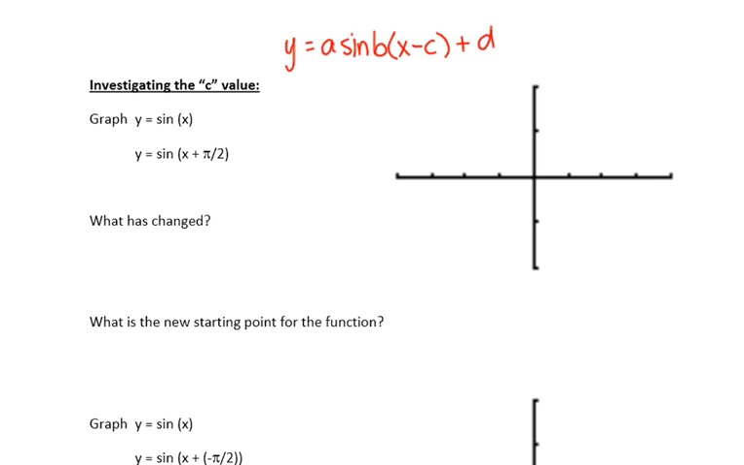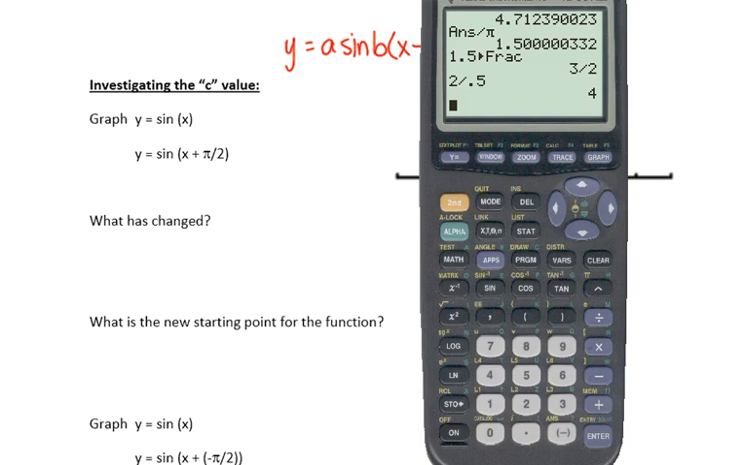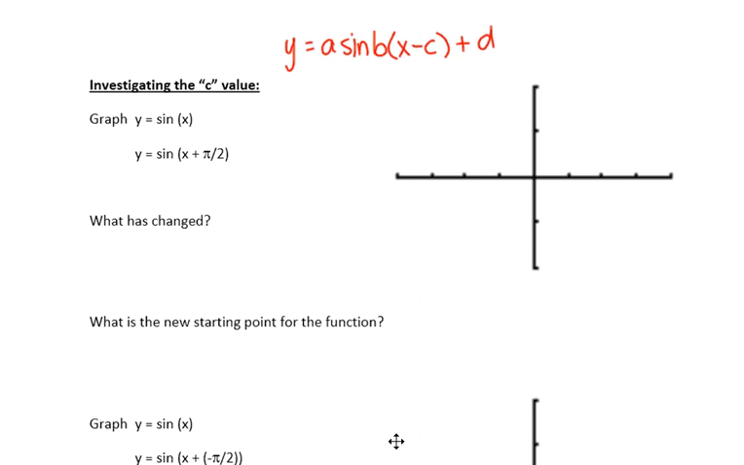Now, on your diploma, there's not going to be a big emphasis on the C variable unless you take 30-1, but we still want to have a general idea of what C does, okay? So the C value is something to be added or subtracted. That's the C value. Okay, so let's graph the original graph first, y equals sine x.